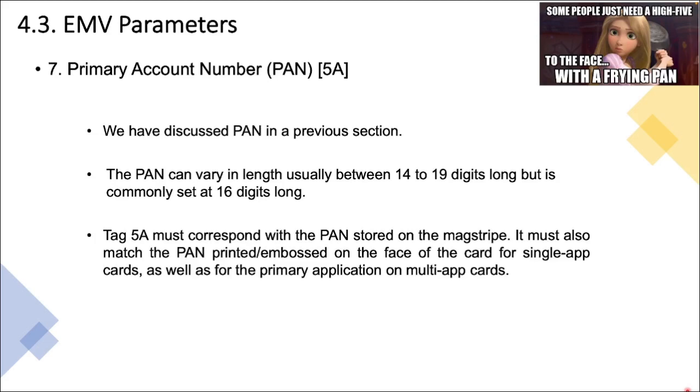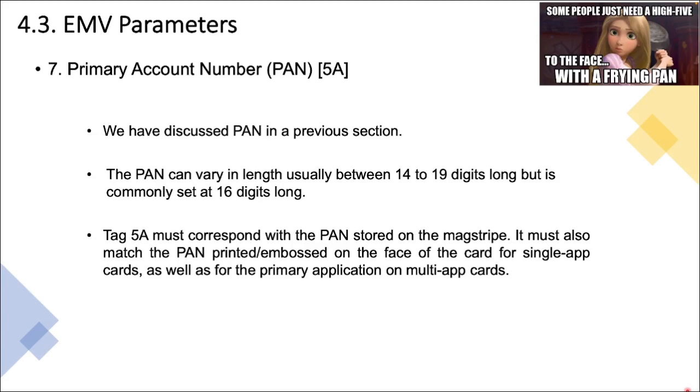So we store the PAN on the chip within the application as tag 5A, okay, and it must correspond with the PAN that's on the mag stripe, must be the same as the PAN on the mag stripe, and it must be the same PAN printed or embossed on the face of the card, okay. And remember how we spoke about the differences between multi-app and single app and primary applications in the previous slide. So the same applies here.